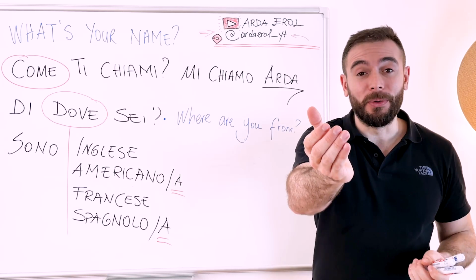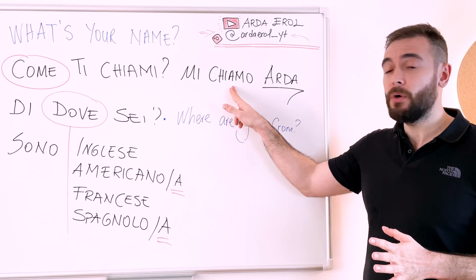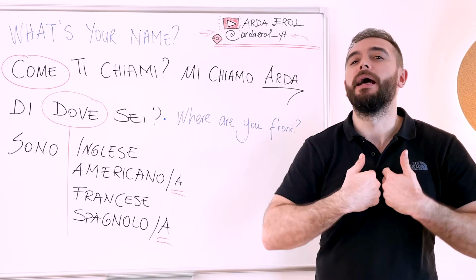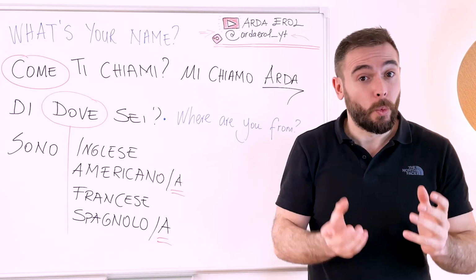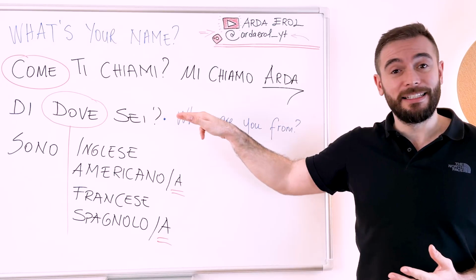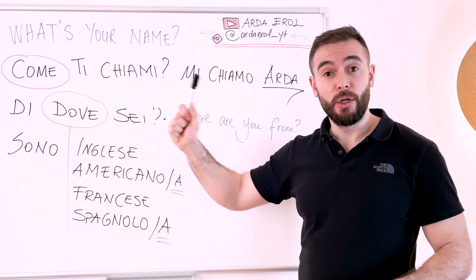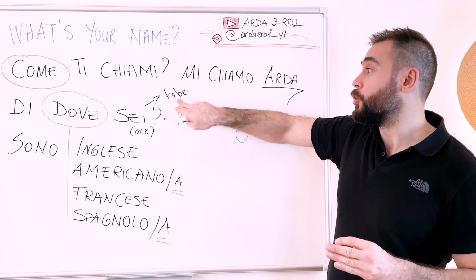What is your name? How are we going to answer? Mi chiamo and your name. Mi chiamo Arda. I call myself Arda. Come ti chiami? What's your name? Mi chiamo Arda. My name's Arda. Di dove sei? Dove. That means where. Sei. It is the verb to be in English.